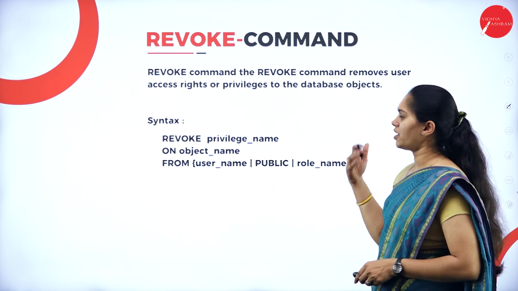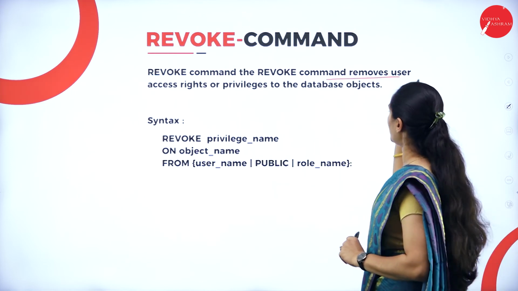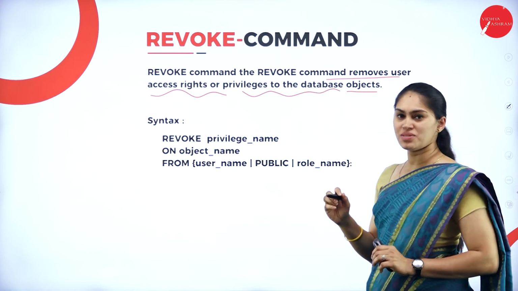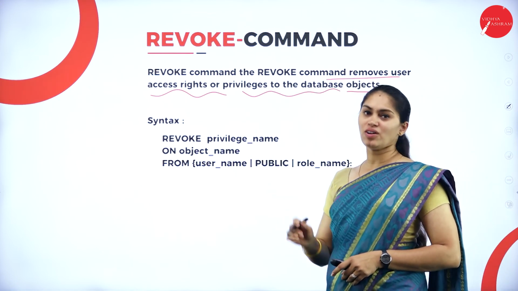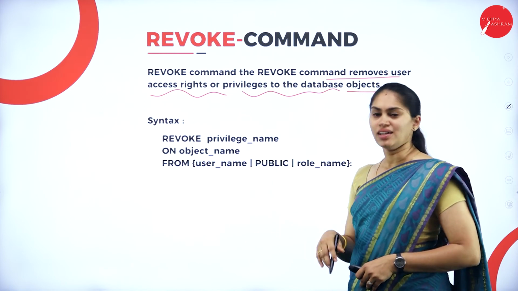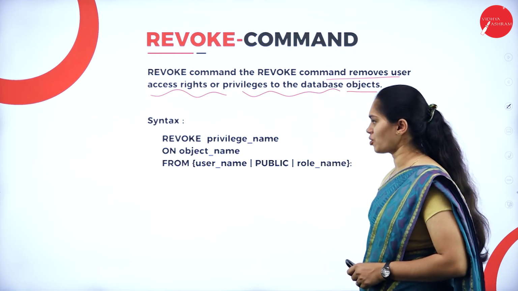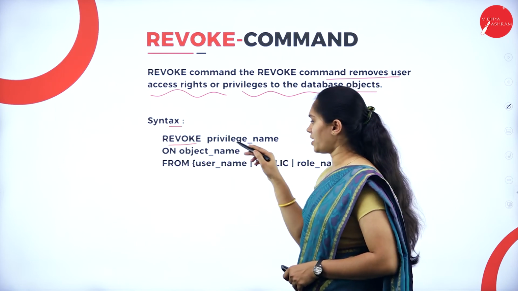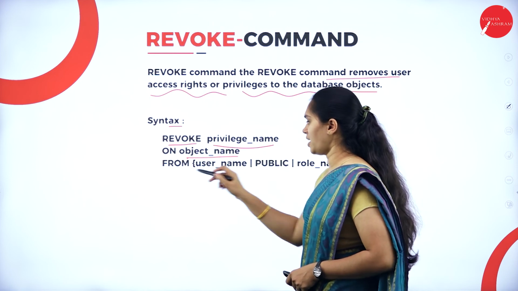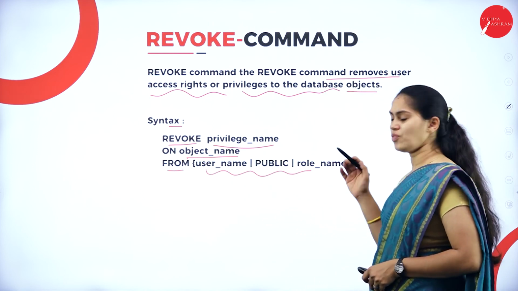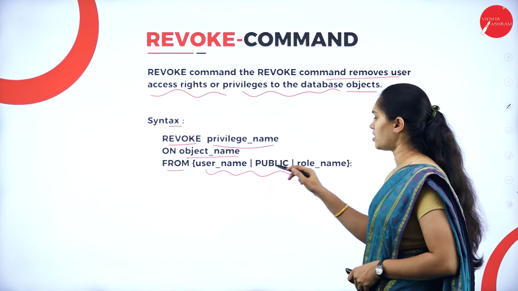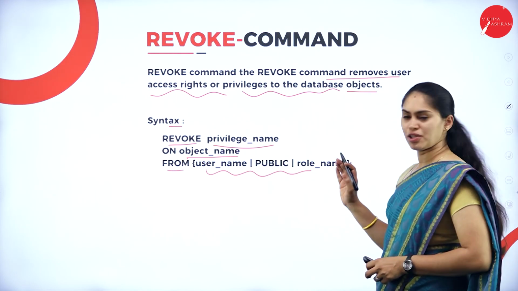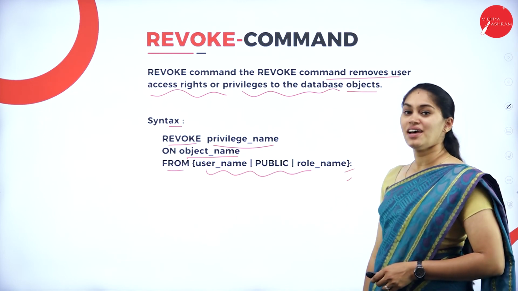In the same way, revoke. The revoke command removes the user's access rights or privileges to the database object. Whatever has been granted with the grant command will be taken back with the help of revoke. The syntax is almost the same in grant and revoke. Here it is REVOKE privilege name ON object name FROM, and from whom we are taking, whether from the user, from public, or from a role name, that needs to be specified, and it closes. So this is regarding the revoke command.